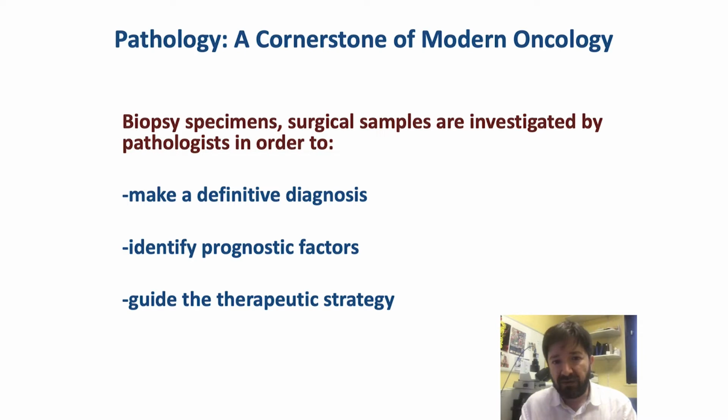As you may know, pathology is one of the cornerstones of modern oncology, as it allows us to make a definitive diagnosis from, for example, biopsy samples. It also allows us to assess the prognosis of a particular tumor and then to adapt the treatment.